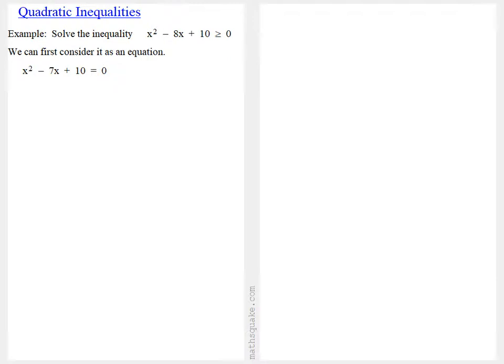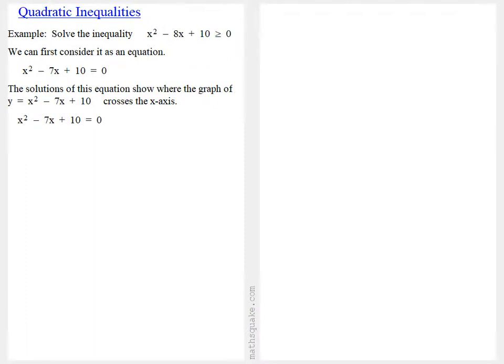Quadratic inequalities. Example. Solve the inequality x squared minus 8x plus 10 is greater or equal to 0. Now we first consider it as an equation. So we start with x squared minus 7x plus 10 equals 0. The solutions of this equation show where the graph y equals x squared minus 7x plus 10 crosses the x-axis.